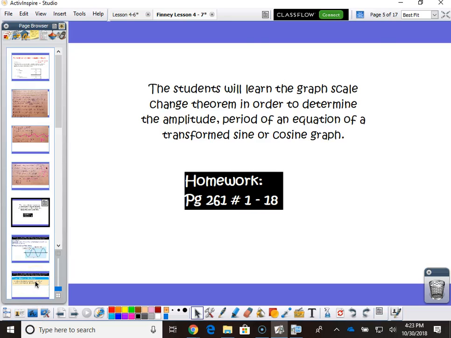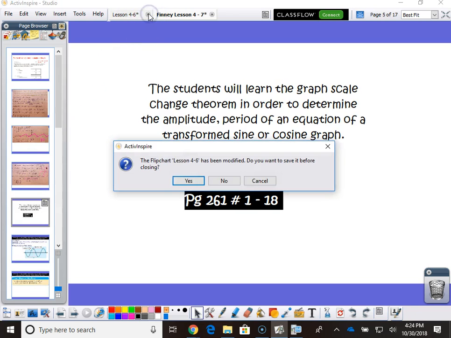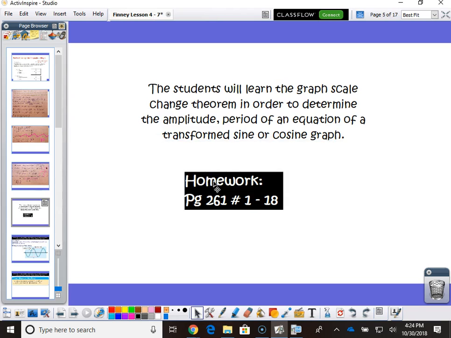All right, guys, so what we're going to look at today is the scale change theorem in order to graph or determine the amplitude and period of an equation of a transformed sine or cosine graph. So your homework this evening is going to be on page 261, numbers 1 to 18, and it's basically going to be asking you to calculate your period and amplitude of various sine and cosine functions.